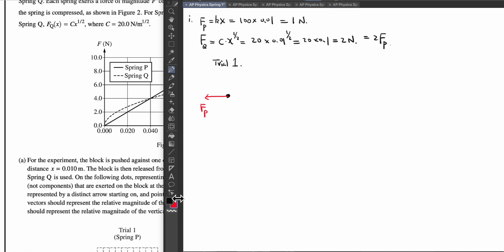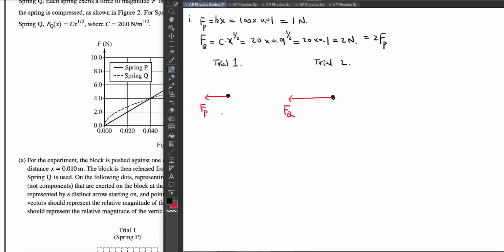Okay. Now if I do trial 2, here is the dot again representing the block. Now I need to draw twice the length of this Fp. Okay, so here is about the same length as the original Fp. Now I need to double that, so I need to continue like this, and that's Fq. Okay, that's spring force Fq.